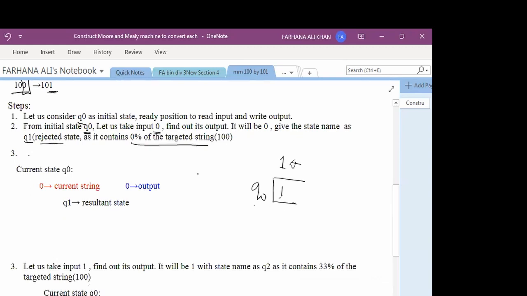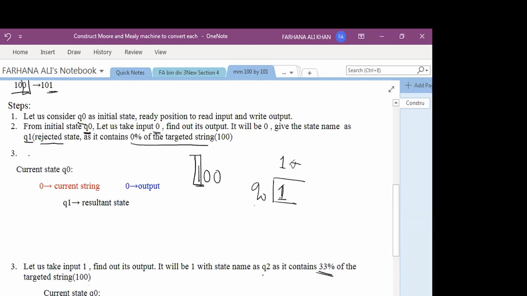So what is the case? It satisfies part of the requirement of the targeted string. Your targeted string should start with 1, and my input string 1 also has 1 in the first position. So this is the case. It contains 33% of the required string.